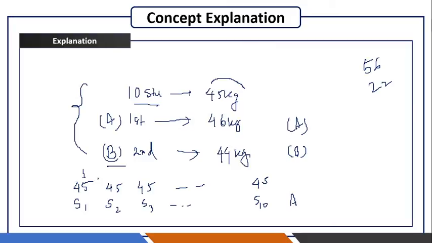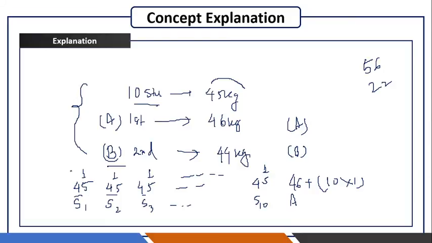So if I have to find out what is A's weight, it has to be 46 plus 10 into 1. Why 46 plus 10 into 1? The logic is that when A joined, the average weight of the 10 students who were previously there in the class increased by 1. So their average weight initially was 45 kg.